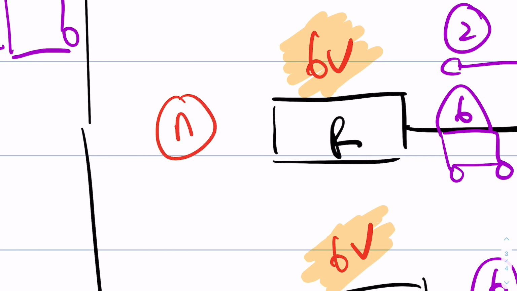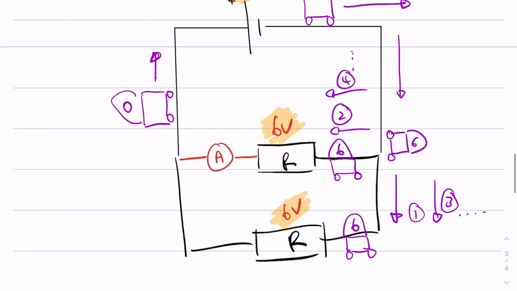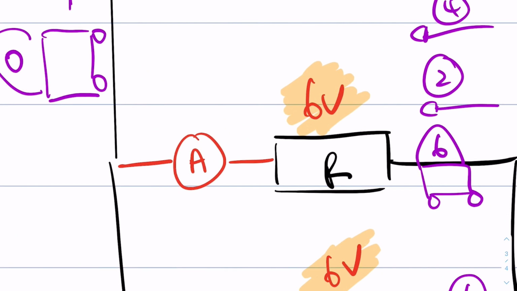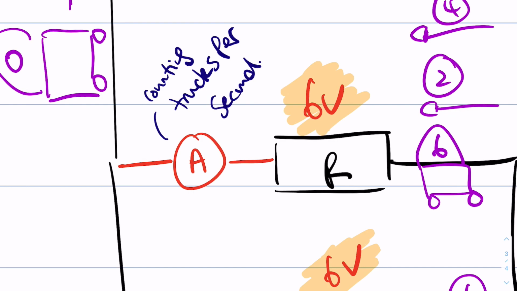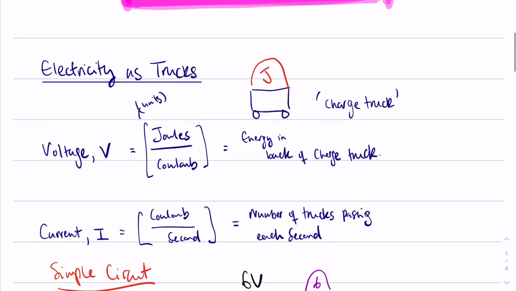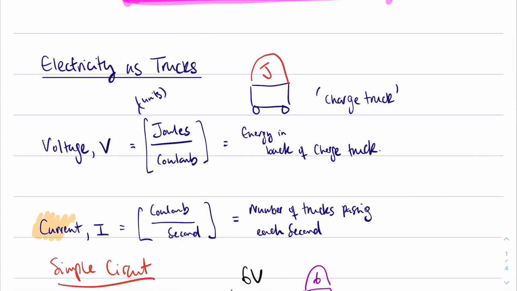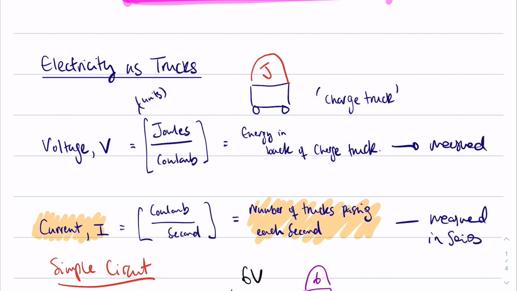And so that leads us on to why we measure current in series. Because all this is doing is counting trucks per second. And so if we go all the way back up to what our current was, our current is the number of trucks passing each second. And so that's why we measure them in series. Let's maybe annotate this, measured in series. And this one is measured in parallel.